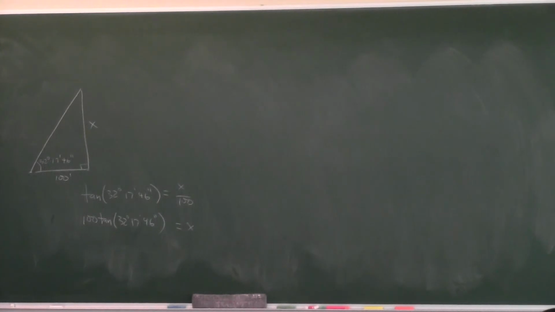32 degrees, 17 minutes, and 46 seconds, using shift. Enter. So the flagpole is 63.208 feet. Did you guys get that?